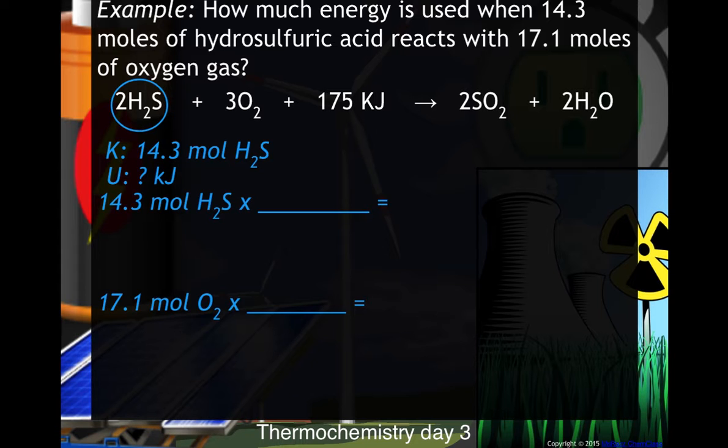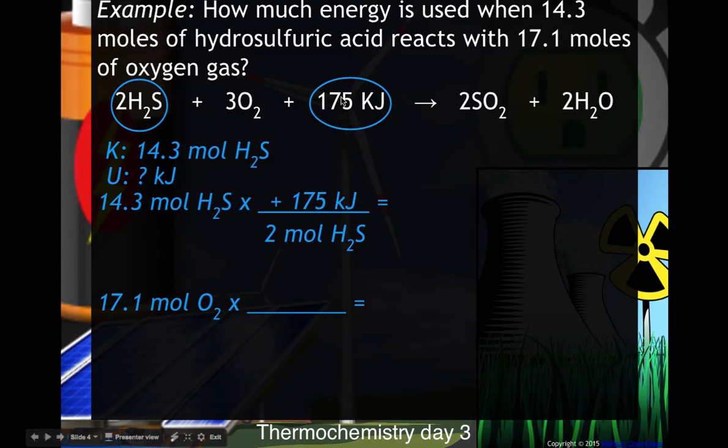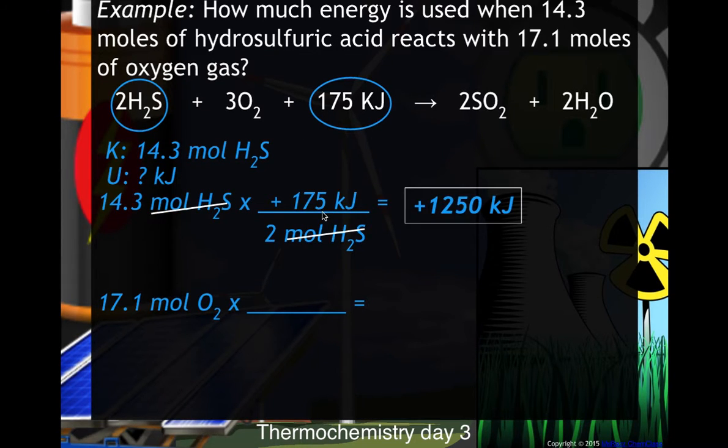We've got 2 moles of hydrosulfuric acid, and we're given the amount of energy of 175 kilojoules. So the first thing I need to do is cancel off these moles of hydrosulfuric acid. So 2 moles is going to go on the bottom here. For every 2 moles of hydrosulfuric acid, we have to add in 175 kilojoules, so that's matching up here. We can cross off our units and calculate our answer, and we get a positive 1,250 kilojoules.